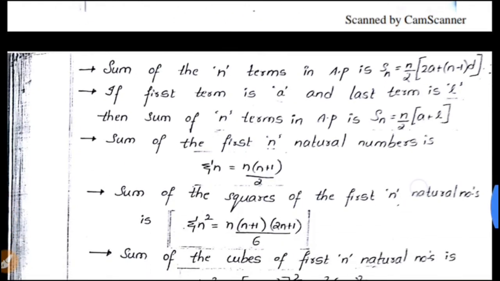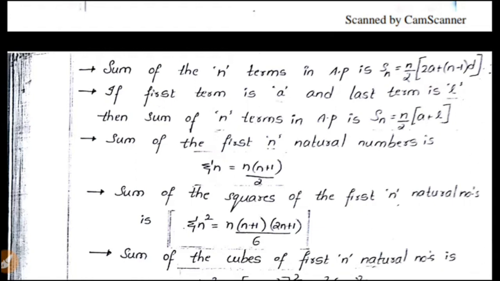Next, sum of the first n natural numbers. So, you know 1, 2, 3, 4, 5 like that. How many numbers are there? That many numbers we can't add one by one. So, using this simple formula, we can add any numbers given in the question. So, sigma n is equal to n into n plus 1 by 2. That is the sum of the first n natural numbers.